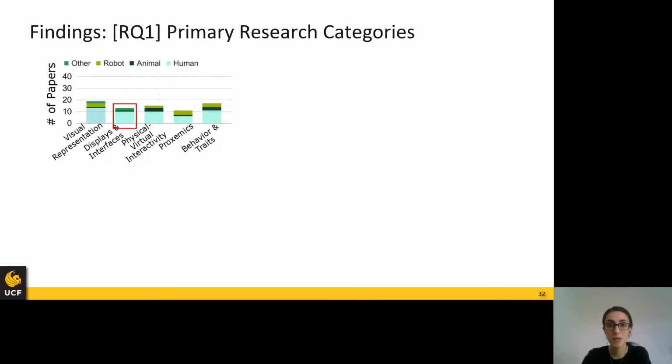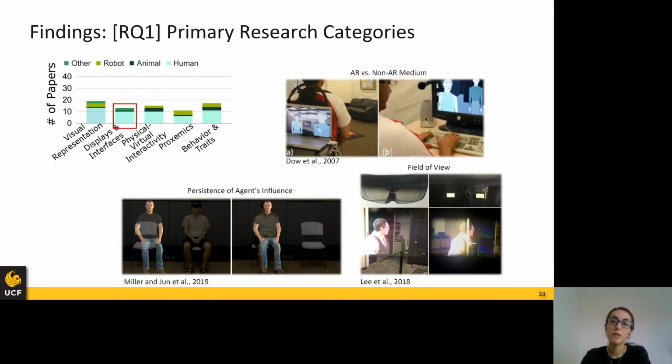Next is the displays and interfaces category. The majority of the work in this category goes under the comparison of AR versus non-AR mediums. There were some other examples, for instance, looking at field of view restrictions or looking at the persistence of agents' influence after the HMD is taken off. The importance of this category lies in the fact that researchers have found that the way we perceive the agents depends on the medium, and aspects such as level of engagement and sense of presence can also depend on the medium. Because of that, it's important to be able to identify the correct medium for a given context and application.